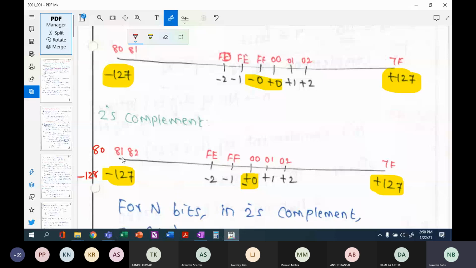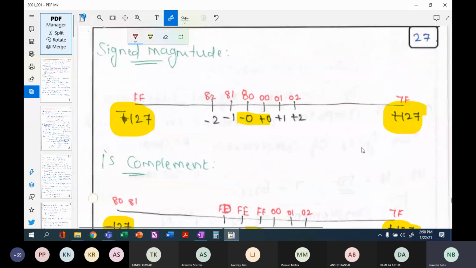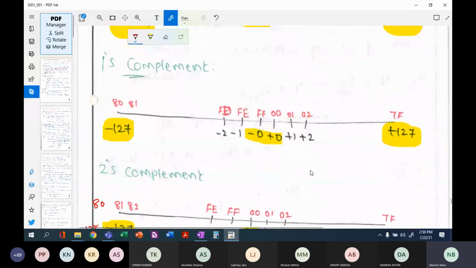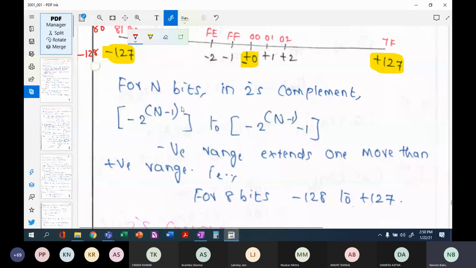Right? So these are some of the advantages here. Whereas the signed magnitude representation and unsigned magnitude representation, unsigned magnitude representation is absolutely similar to what you have on the positive side of your signed representation. Okay, and what is the range here?